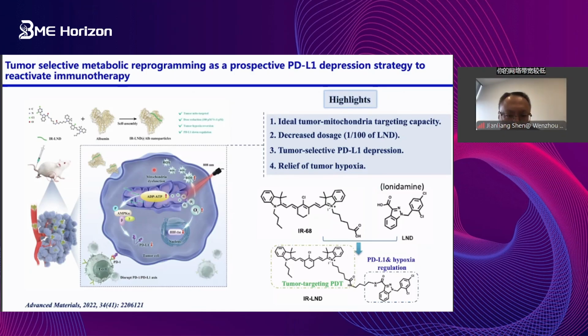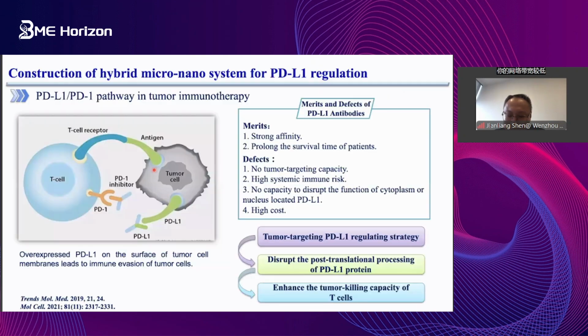Your question is about the antibody, right? Yes, tackling PD-L1. Most of you, although you are scientists focused on nanomaterials and biomaterials, you think about when the patient goes to the hospital.